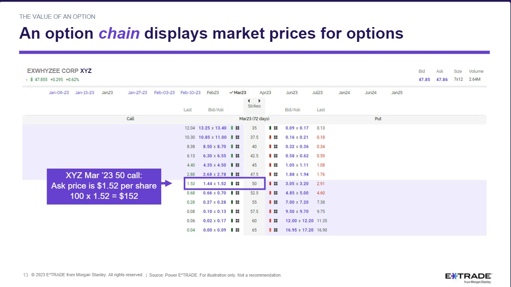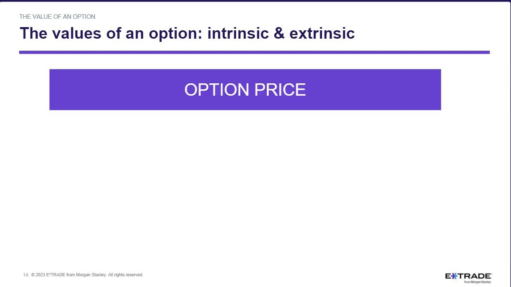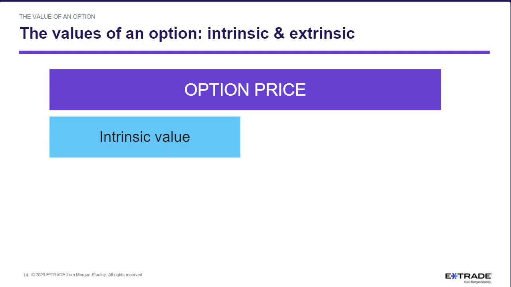Now let's move deeper into that price. So an option price has two values that we want to pay attention to. One part of the option price is called its intrinsic value, and the other is called its extrinsic value. So let's break it down. The intrinsic value is a very straightforward number. It is simply the difference between the stock price and the strike price.